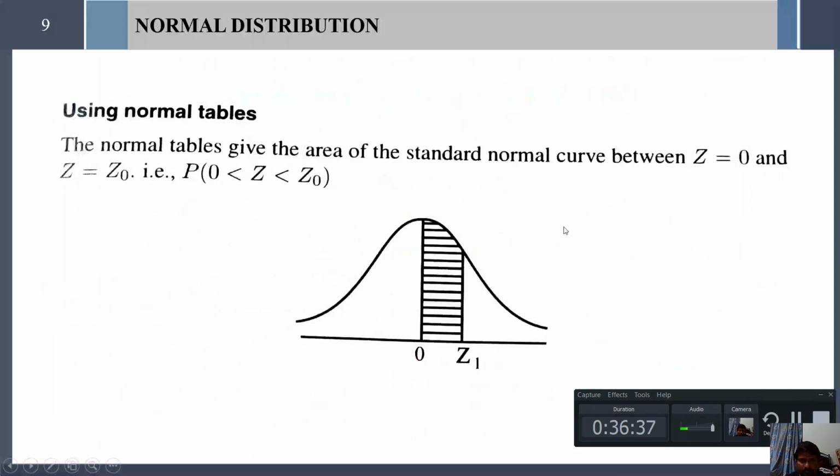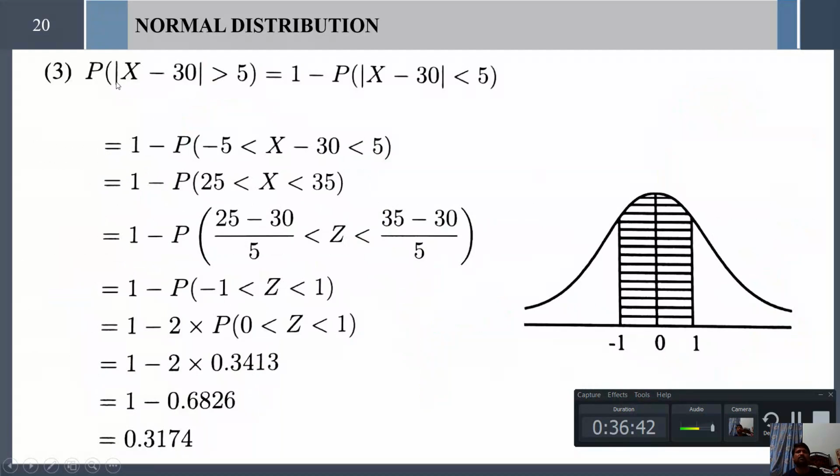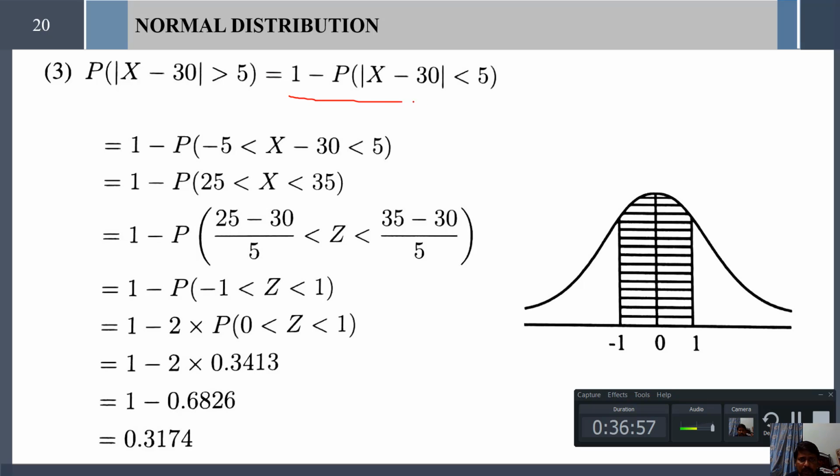Probability of modulus x minus 30 is greater than 5. This is an unbounded function, so this can be written as 1 minus, by using the complementary law of probability, 1 minus probability of modulus x minus 30 is less than 5. So modulus x minus 30 less than 5 can be written as minus 5 less than x minus 30 less than 5.